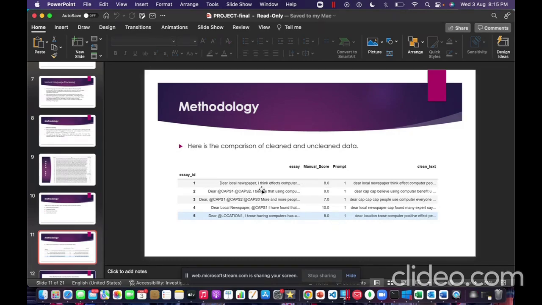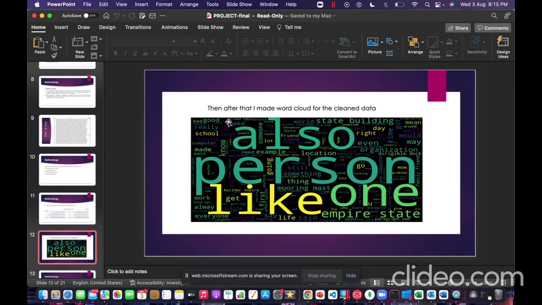So this is unclean data and this is clean data, what we did. Then after that, I made a word cloud for the clean data. This is the word cloud. You can see here there are so many words in this cloud. Also, "person" like one. You can see here the highlighted words, which means they are used repeatedly in our essays.